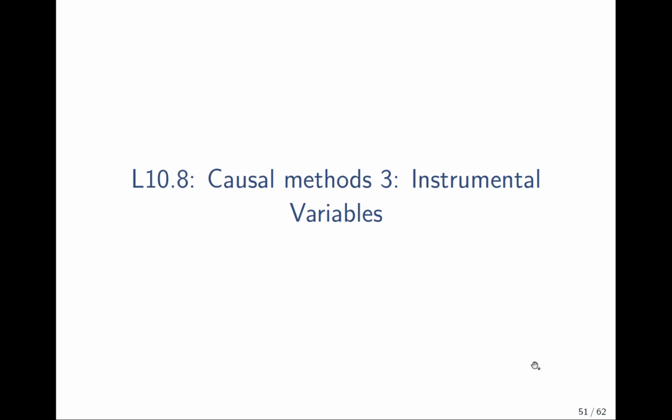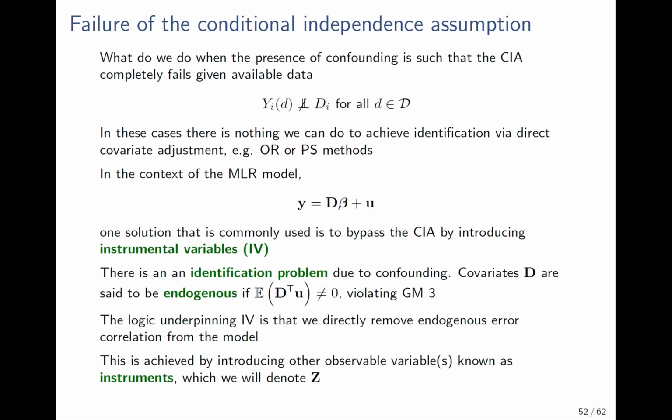Okay, the third and final method I want to discuss is called instrumental variables. Remember when we introduced notation for causal inference, we had a variable Z. Well, that's called an instrument, and that's what we're going to use in this final method of estimation for causal inference. And IV, or instrumental variables, is appropriate when the conditional independence assumption fails, completely fails.